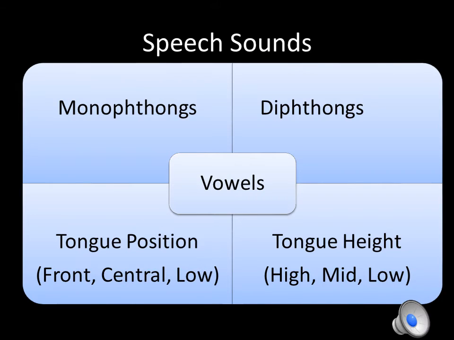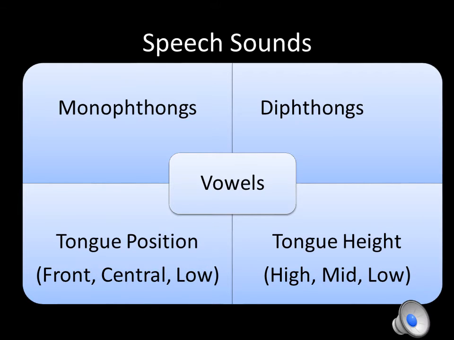Speech sounds can be classified into two categories, vowels and consonants. Vowels can further be divided into monophthongs and diphthongs. Monophthongs are one-sounded vowels, and diphthongs have two sounds. So, for example, in the word bay, the vowel sound goes from a mid-front A sound to a high front E sound. That's a two-sounded vowel, or a diphthong.